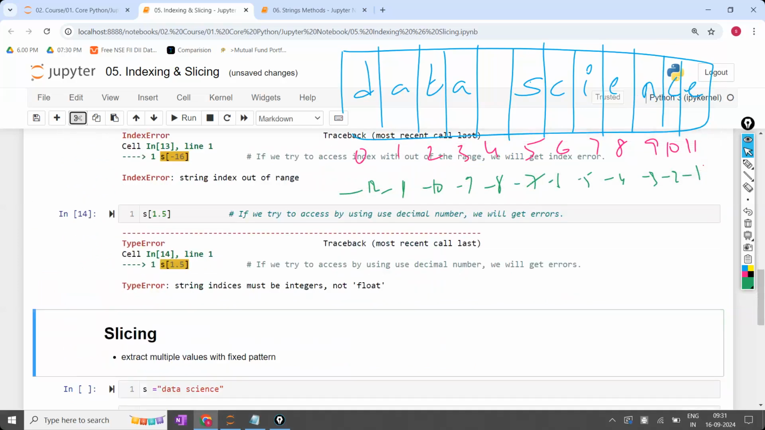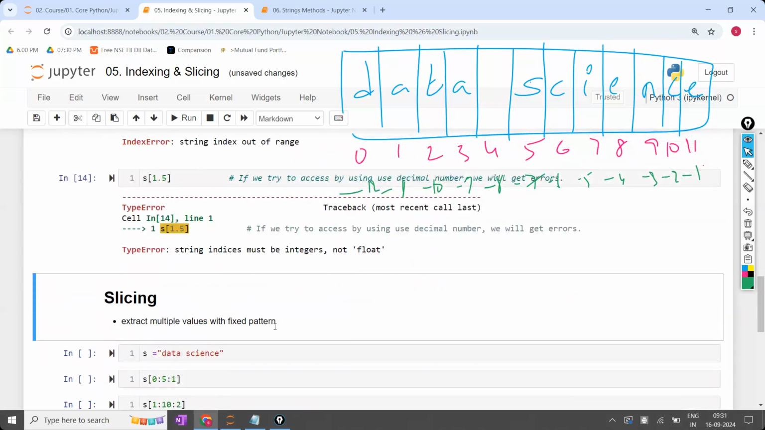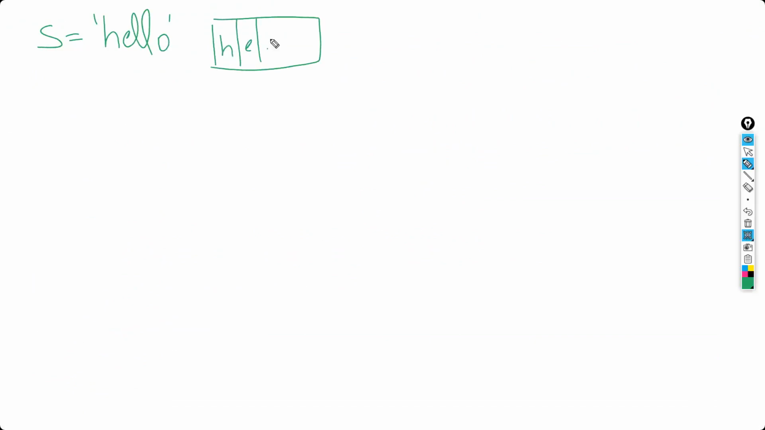Okay. Next one is called extract multiple values using a pattern. Here a pattern is available. What is that pattern and the examples? Let us discuss one by one. Now, once again, I'm going to start with the small example, hello. Instead of taking data science, I'm going with the small example hello. Same logic is applied on data science also. H, E, L, L, O. 0, 1, 2, 3, 4, minus 1, minus 2, minus 3, minus 4, minus 5.